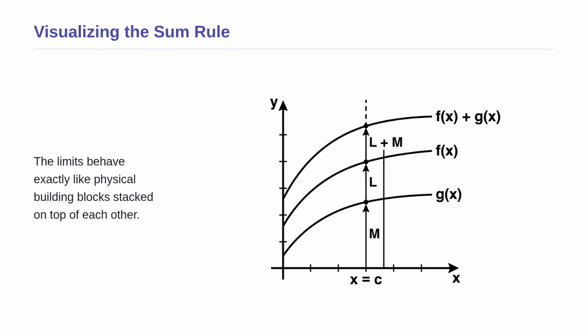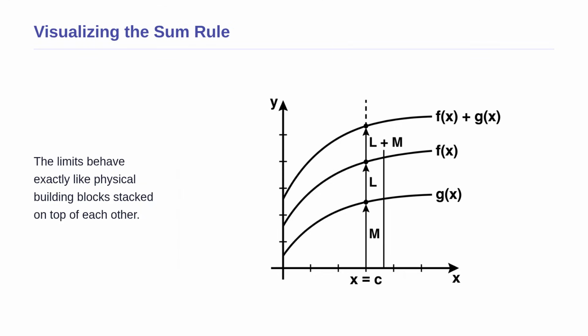Now that we have proven the sum rule algebraically, let us look at what it means visually. In this diagram, you can see our target point C on the horizontal axis. Look at the lowest curve, g of x. As it approaches C, it reaches a height of m. The middle curve, f of x, reaches a height of L.